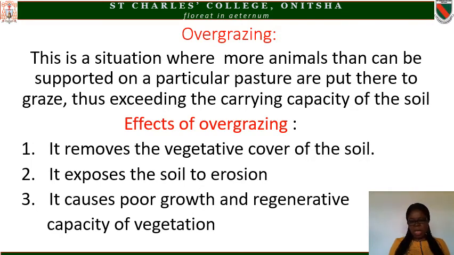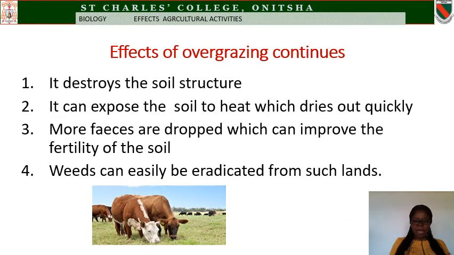The effects they have on the environment: overgrazing removes the vegetative cover of the soil, and when the vegetative cover of the soil is removed, that soil is prone to erosion and leaching. Then, on a good side, as they are moving about, as they are grazing, they are dropping their dung. Those dungs they drop will now help to enrich the soil. So their dung increases the fertility of the soil. And also, as they are feeding, they are eating the weeds. So they help the farmer to eradicate the weeds on the farmland, right? Now look at the effects. So you see the cow, you see them grazing. Is that clear to you? Okay.